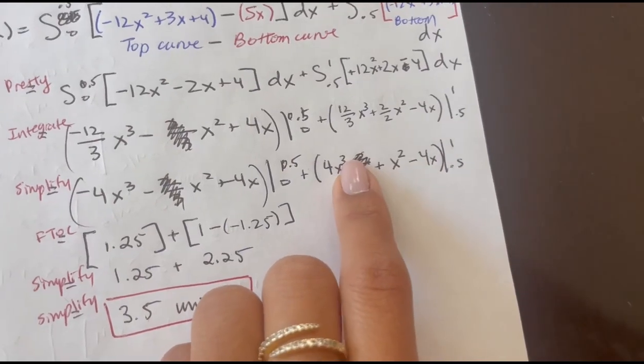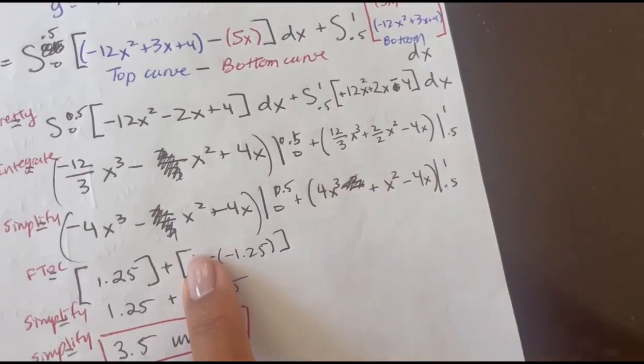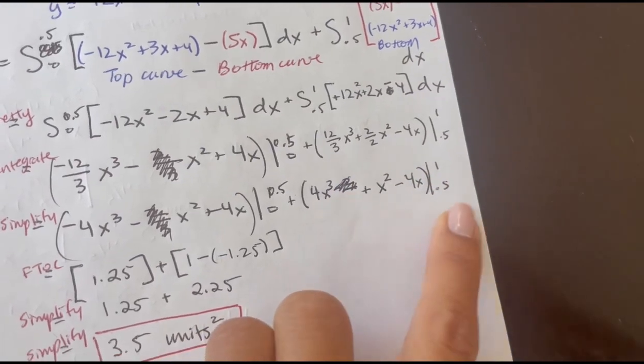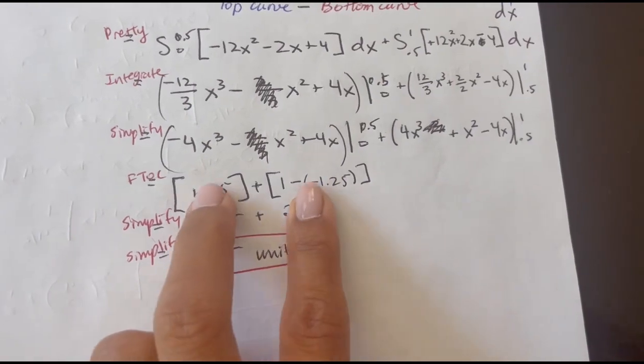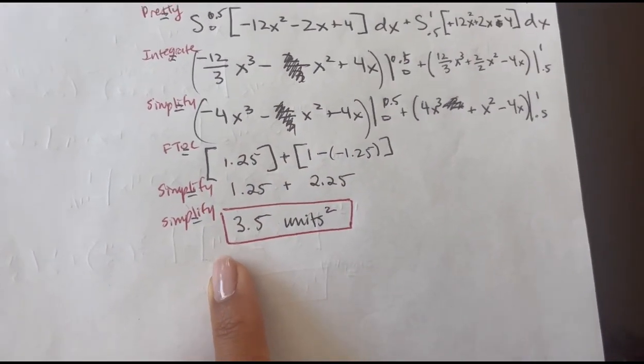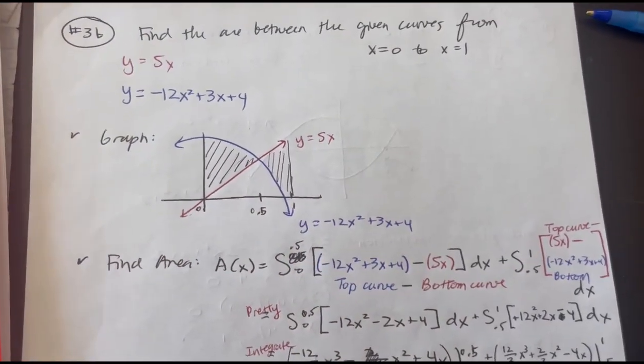This one, I have to plug 1 in. So when I plug 1 in, I get 1 minus, I plug 0.5 in here. When I plug 0.5 in here, I get -1.25. I simplify it, I end up getting 3.5 units squared, and that'll be the area of this entire graph.